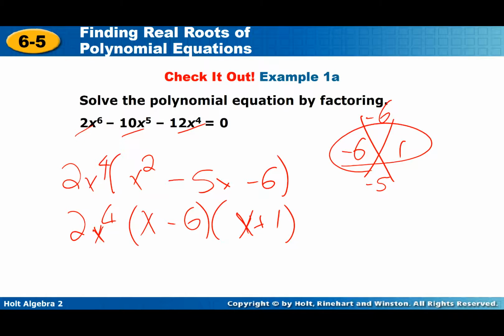So my solutions here would be x equal to +6, x equal to -1, and of course, x equal to 0. But I'll have 4 roots there for the same exact reason as before: I have x to the fourth power. Those would be the 3 x-intercepts. But again, 0 counts as 4 x-intercepts all at one spot, which is very, very interesting.